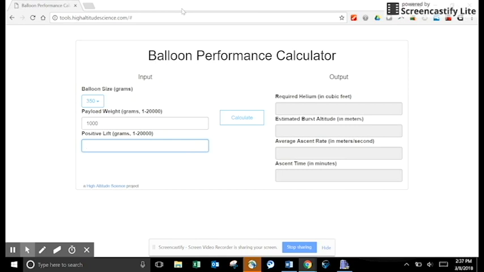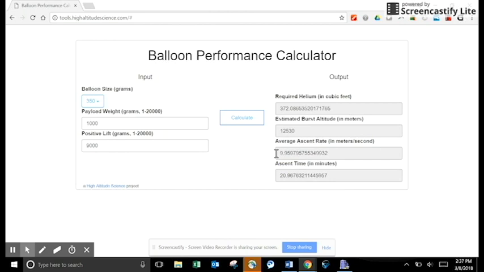Through the magic of television, I've already figured out what that number is. It's around, I don't know, 9,000 grams positive lift. Okay, not exactly. It's a little bit higher, right? Looking at 12,500. Notice a few things here. The ascent rate, about 10 meters per second. That's pretty fast. 30 feet per second, general equivalent. And also the ascent time. It'll get to this burst altitude in about 20 minutes and begin to come back down.